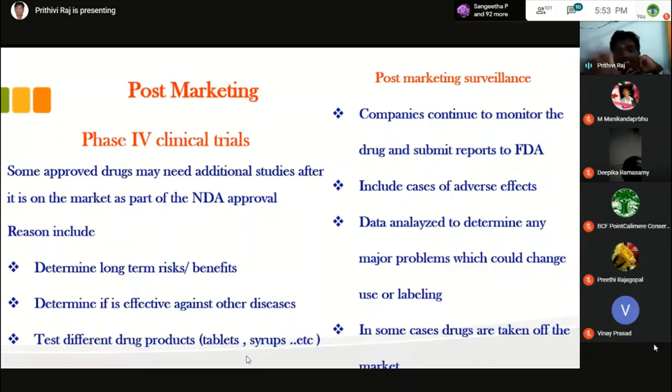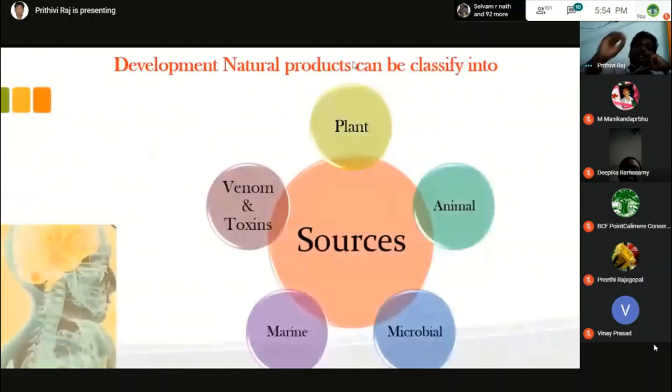This is why I'm saying that our concept of the title is bio-natural, but you have to know how natural products come to the market. Then only you have to know what the resources are. This information will be very useful for those who are doing research in biotic natural products. Coming to the point, how are natural products developed, how can they be classified? I can say that the sources are coming from plant, animal, microbial, marine, and venom and toxins. This is very, very important.